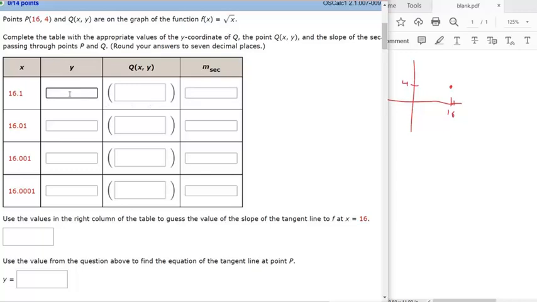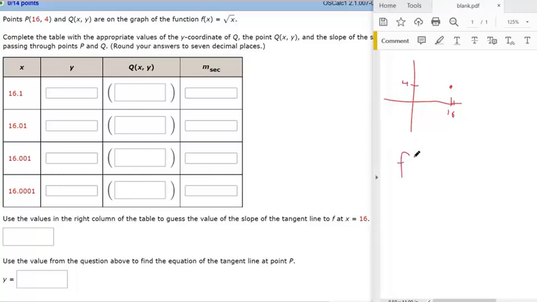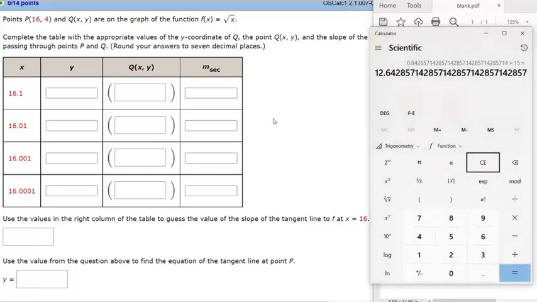So when WebAssign says they want the y coordinate here, all you have to do is plug in 16.1 for x and figure out what it gives you for a y value. And in case it's been a while, this is function notation, right? You can think of f of x as like a y value. So we're plugging in 16.1 for x. To find out the y value that goes with that, we just have to take the square root of 16.1 here.